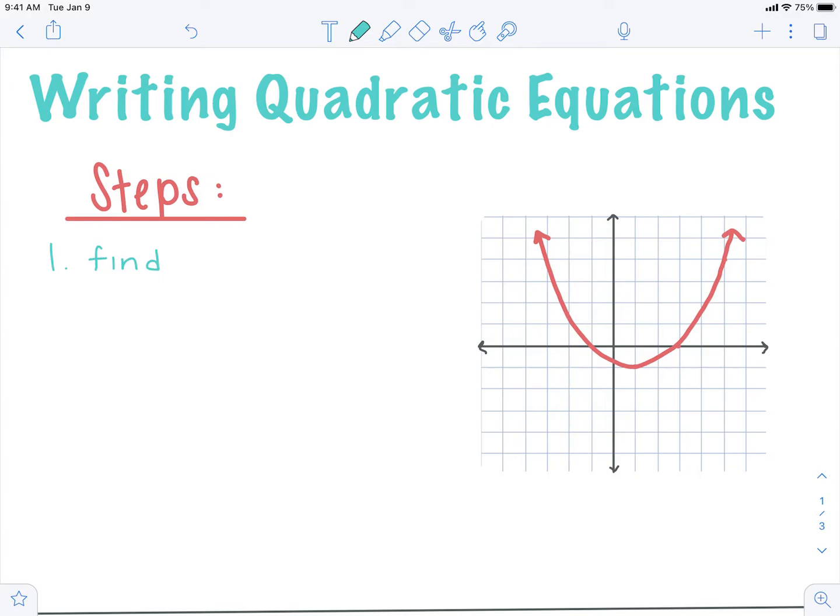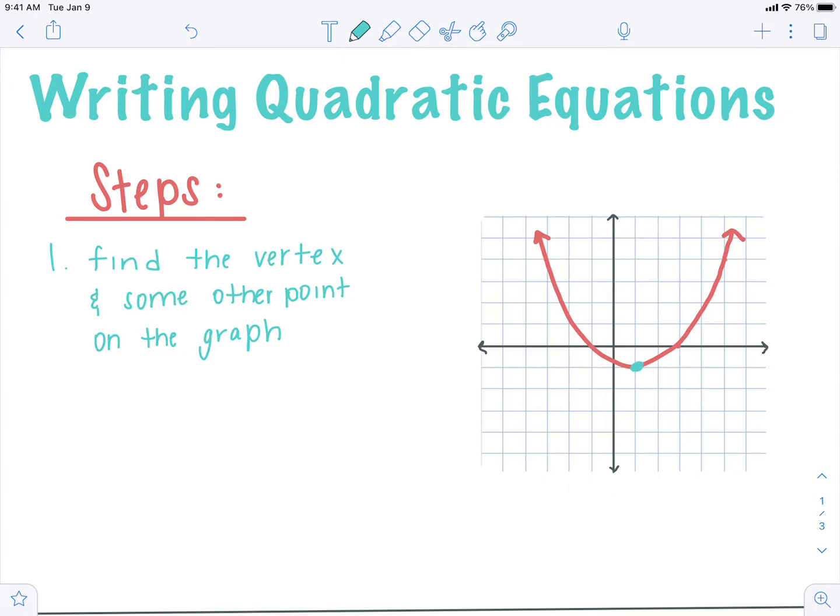So you're going to find the vertex and some other point on the graph. So you need the vertex and another point in order to find your equation. Remember, the vertex is that middle point. It's either a max or a min.